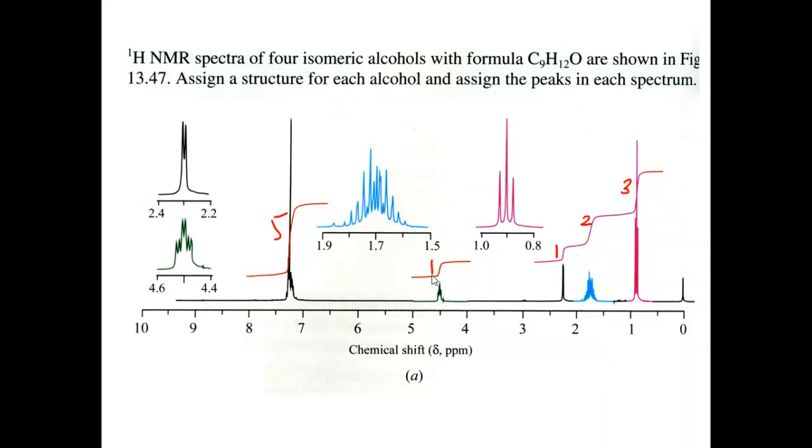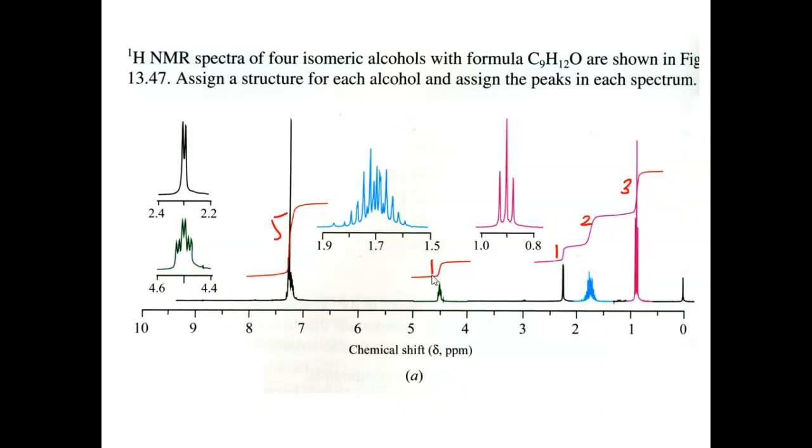So it's supposed to have 12 protons, because C9H12O: 9 carbons, 12 protons, 1 O. Do we have the 12 protons first? Add the protons together. Do we have the 12? Yes. That means the areas are correct. So this is the first thing. Then we look at the chemical shift values and try to identify what kind of protons they may be.